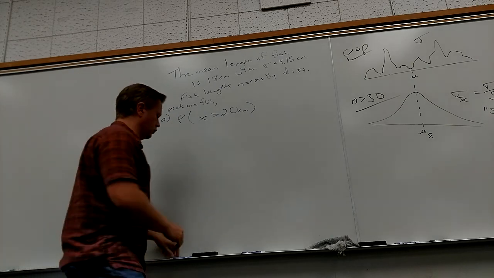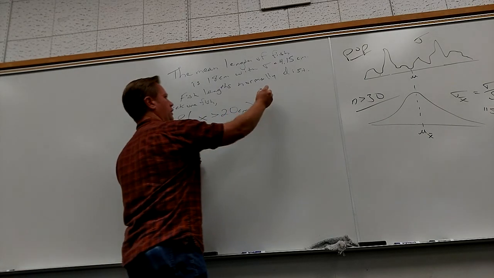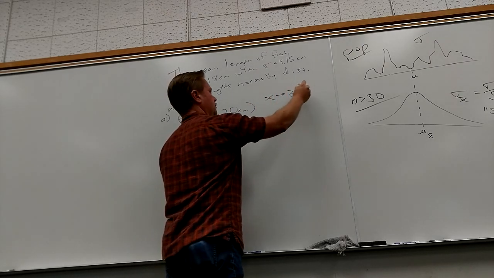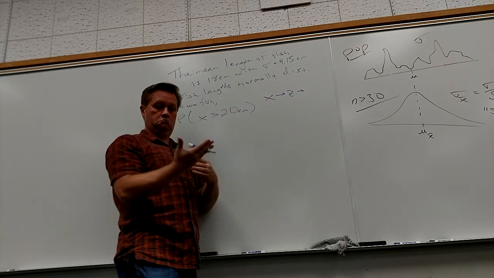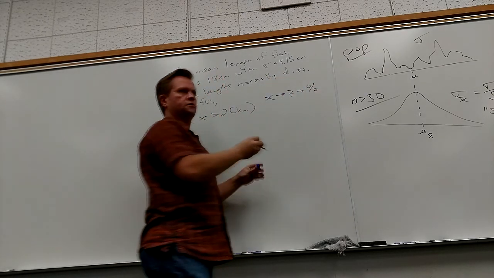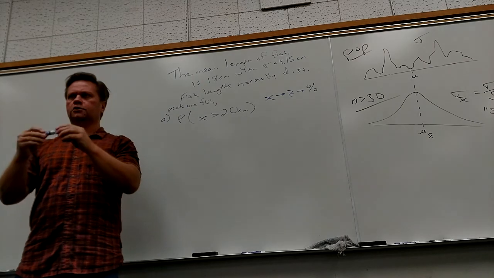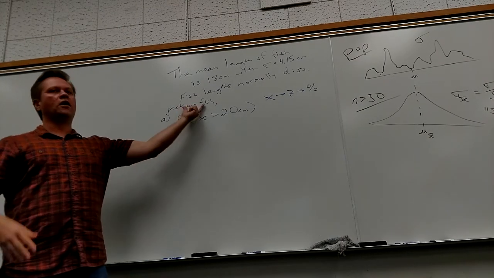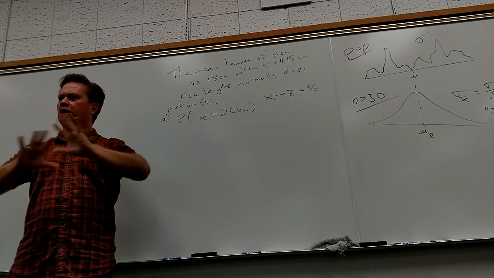Can somebody tell me what's the overall idea here? I give you an x score. What are you going to do with that x score? Make it into a z-score. And then you're going to look it up. Get the percentage. That's your classic, straight up z-score problem. They tell me it's normal. I'm taking one fish. Nothing to change.